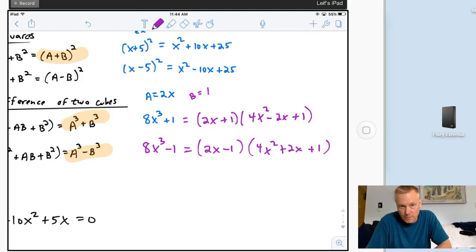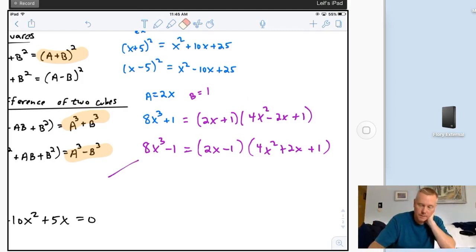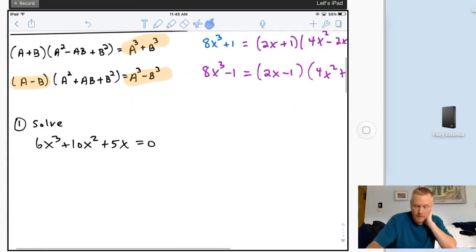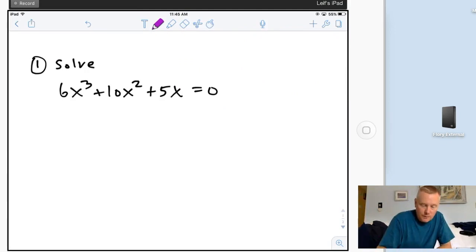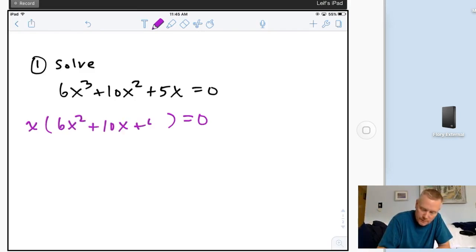That's usually the way I do it. I break it up into figure out what A and B is and go from there, and then use the formula. Okay, back to this. Solve. All right, so they all have x's. I'm going to pull that out right away, and then I'm going to work on factoring or solving it by quadratic formula. So I'm left with 6x squared plus 10x plus 5.